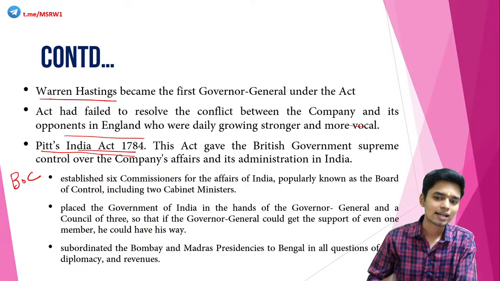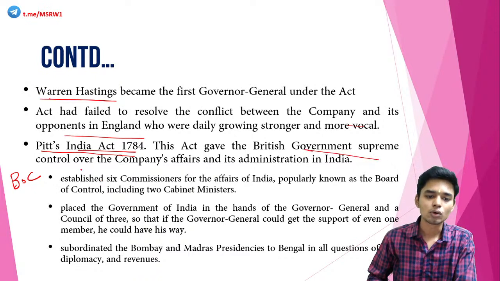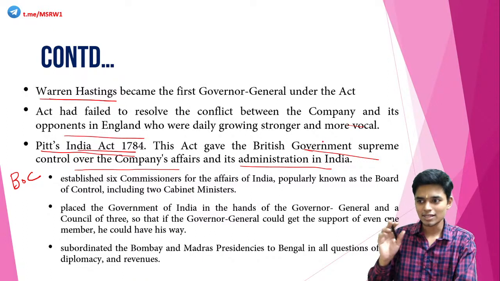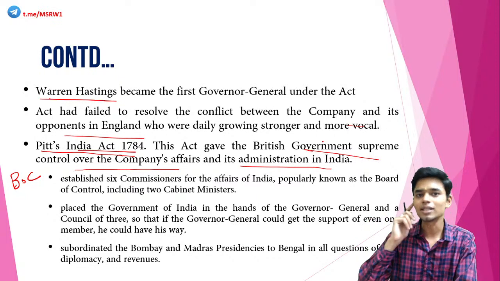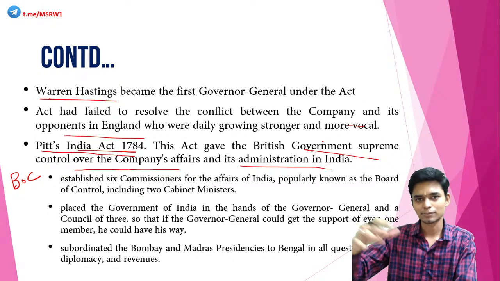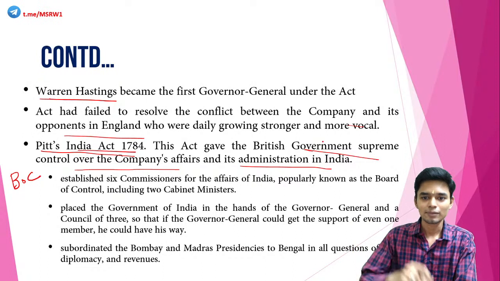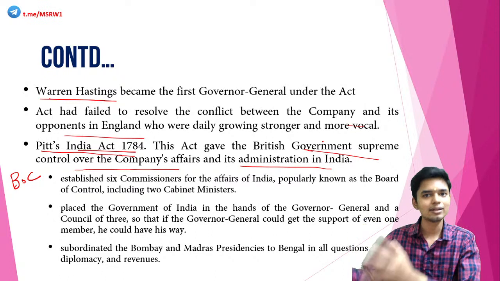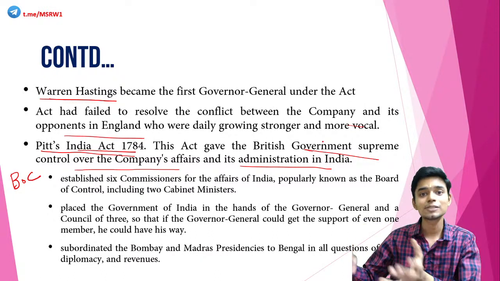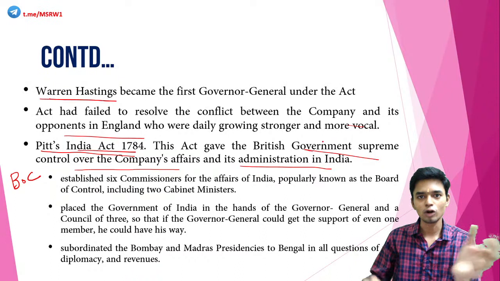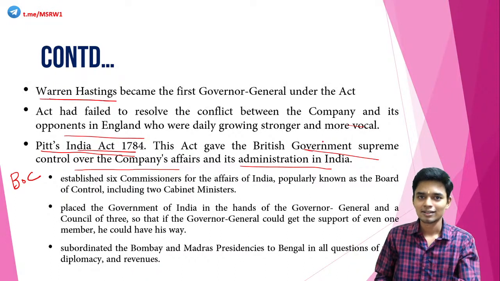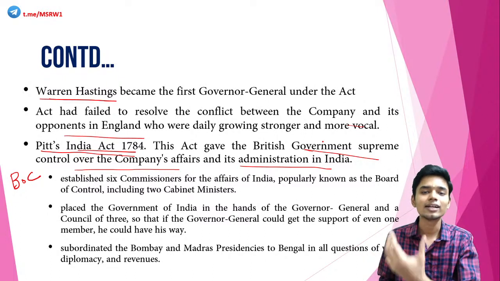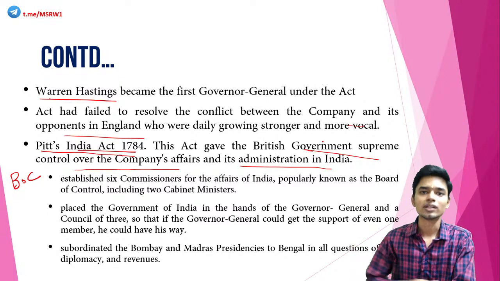Okay, and this act gave the British government supreme control over the company's affairs and its administration in India. So we will see that gradually the British government takes over the company's positions in India. From this act onwards, all the achievements of the company in India will hence be called the British possessions. Okay, the territories of Britain, not the territories of the English East India Company. Clear? So Pitt's India Act was a major step towards the British government directly taking control over the English East India Company's activities in India.